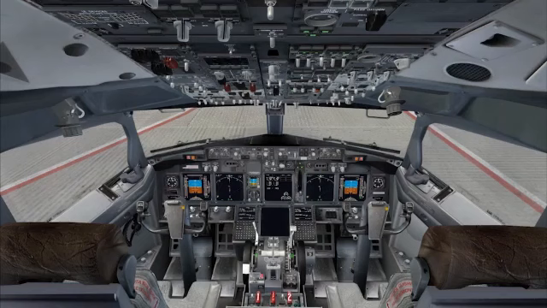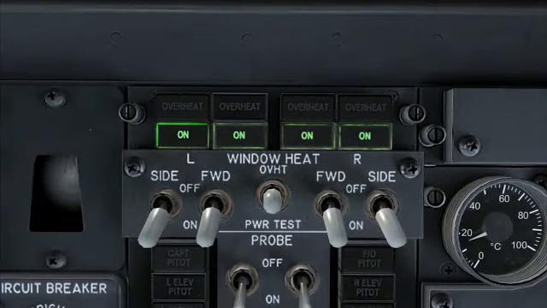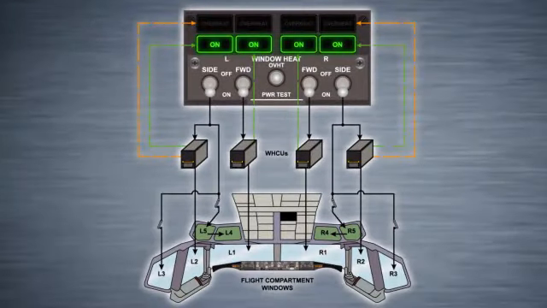Controls and indications for the flight deck window heat system are located on the forward overhead panel. There are 4 window heat switches. The 2 forward switches apply heat to window number 1, and the 2 side switches apply heat to window numbers 2, 3, 4, and 5. Heating of window numbers 1 and 2 is controlled by 4 window heat control units, one for each window.